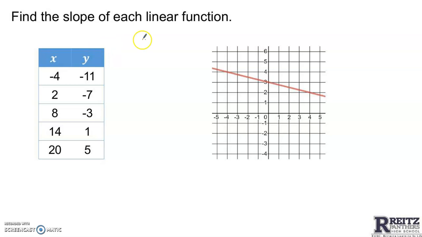Okay, here are a couple of problems from learning target 13 about slope and rate of change. The fact that you'll need to know here, I hope you remember this, is that slope is the change in y over the change in x, or it's the rise over the run. So using that fact, that definition, pause the video and try to find these slopes.